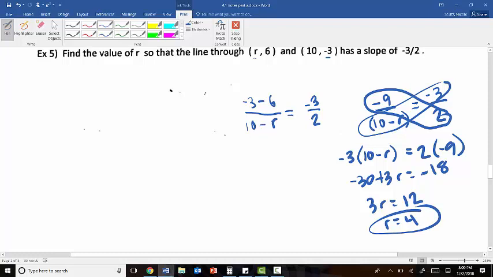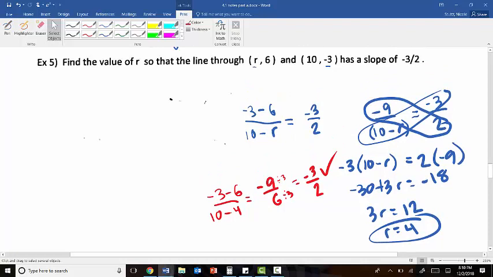So it's always probably a good idea just to go back and double check and make sure you didn't make a silly math mistake. And we're just going to try that and see if our slope does come out to negative 3/2. So if we plug it back into the very beginning, 10 minus 4 this time, we're going to get negative 9 over 6. And if you divide both of those by 3, we get negative 3 over 2. Oh, so that does check out. All right, so r is 4.